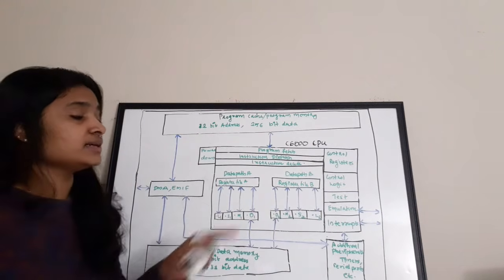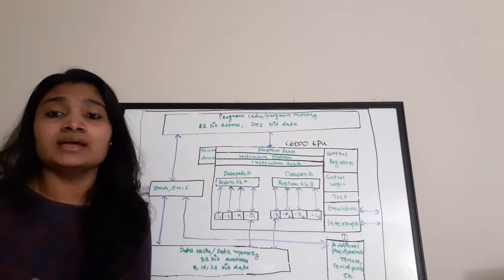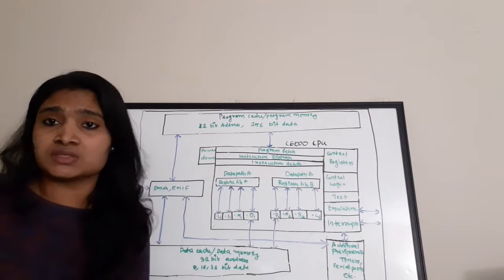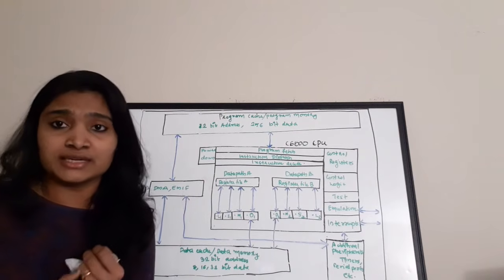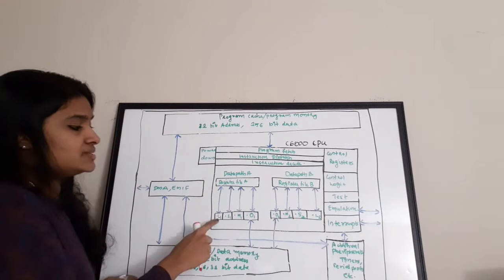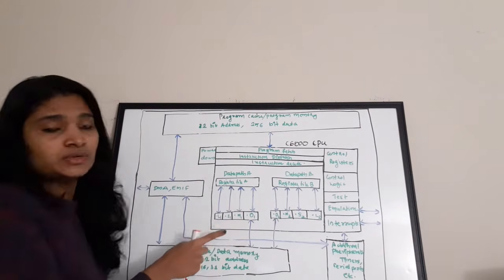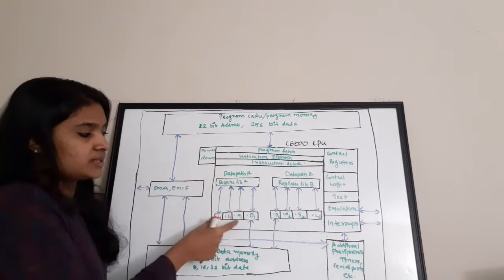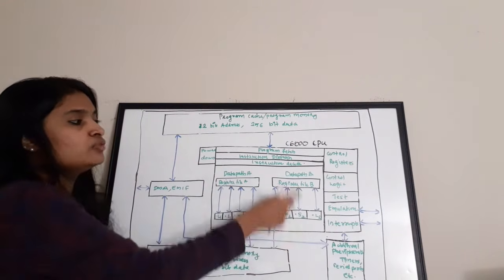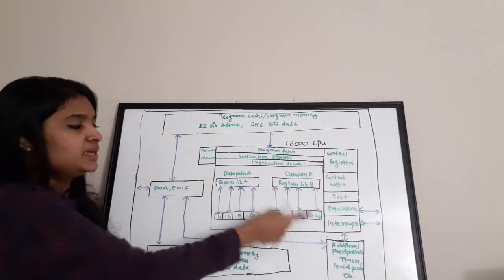Now these are the functional units. We know that at the end, the processing unit is doing its processing with the help of arithmetical and logical units and also multiplication units, right? So here you can see there are 4 such functional units along with each data path. There are 4 with data path A and also the same 4 with the second data path B.